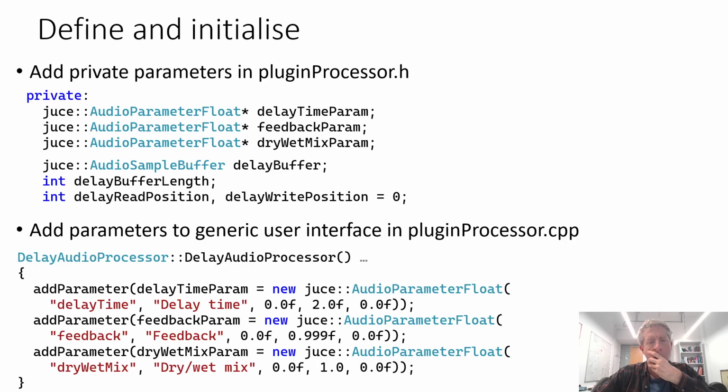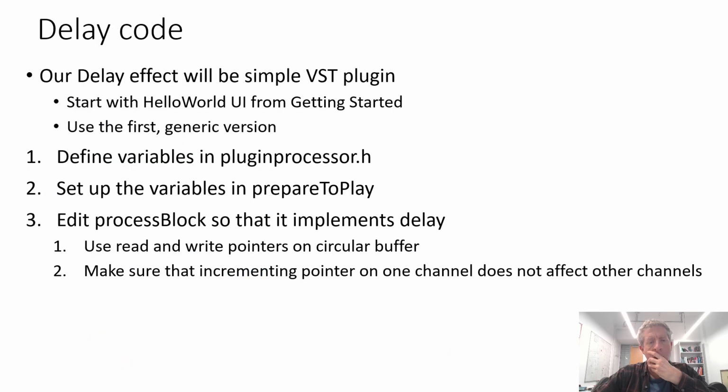We also define the buffer. JUCE has a built-in method to create a buffer of audio samples, so it's a little easier than specifying all of the characteristics. For audio samples, we just use the audio sample buffer. And then, for keeping track of things in our circular buffer, we need to know the buffer length and the read and write position.